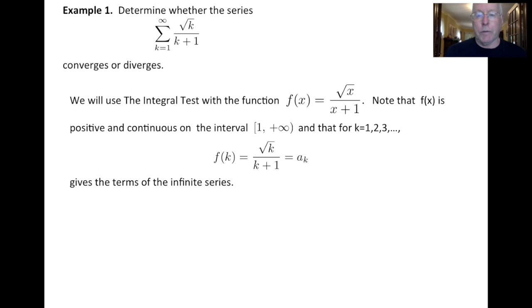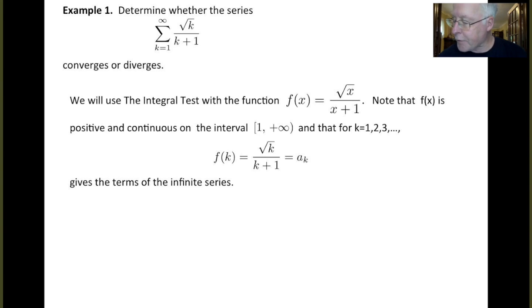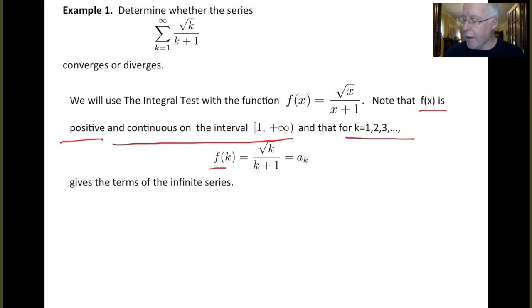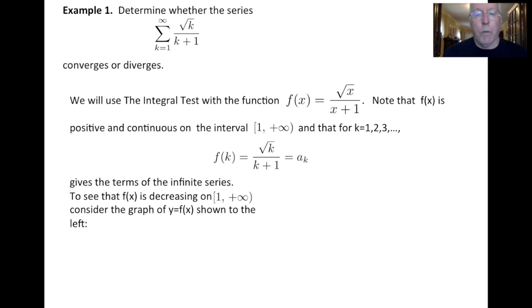And we note the things we have to check off, that the function f of x is non-negative or positive. It's continuous on the interval from 1 to infinity. In particular, the denominator is never 0, and we're only concerned with x's that are positive. And finally, for k equals 1, 2, 3, etc., f of k is equal to a sub k. We also have to check that the function f of x is decreasing on the interval from 1 to infinity.